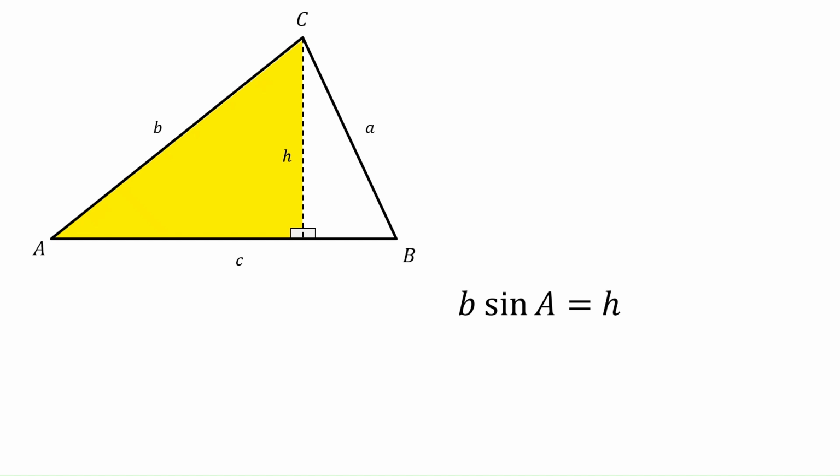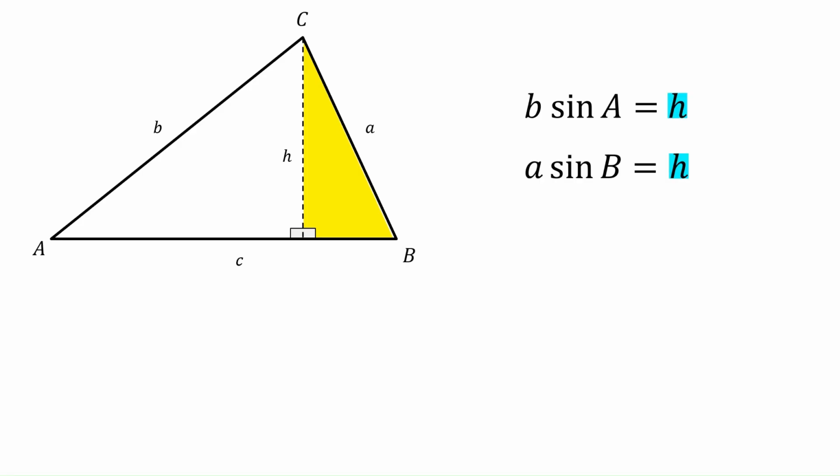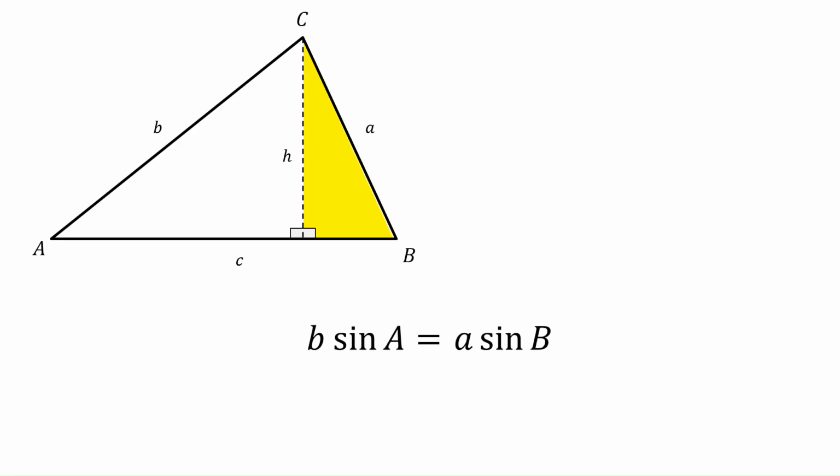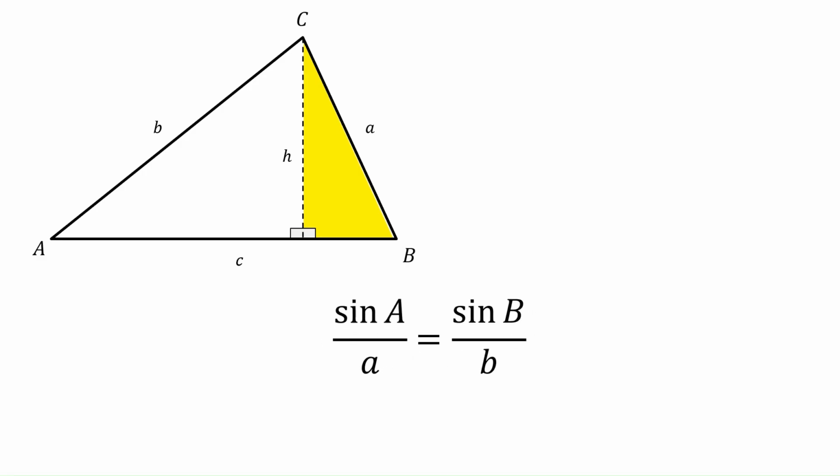Now we can do the same process for the second triangle to get an expression for sine B. Again, sine is equal to the opposite over the hypotenuse, so sine of B will be equal to h over a. Rearranging to make h the subject, we get the following. Now we have two expressions for h and we can set them equal to one another. And finally we can divide both sides by ab to get that sine A over a equals sine B over b, otherwise known as the sine rule.